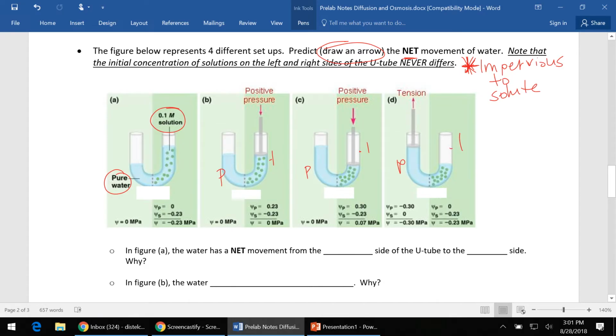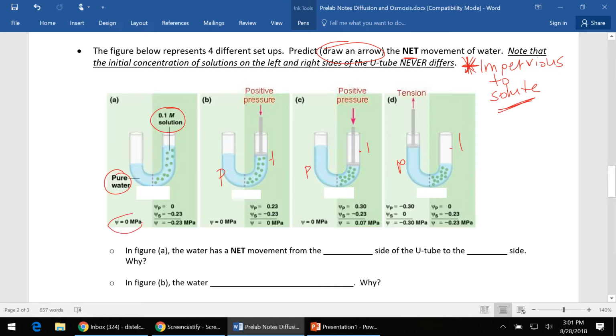So same for each, okay? And the other thing I want to add is imagine that the membrane separating the two sides of the U tube, the original U tube, is impervious to solute. So that means that the only thing that can move is going to be water.